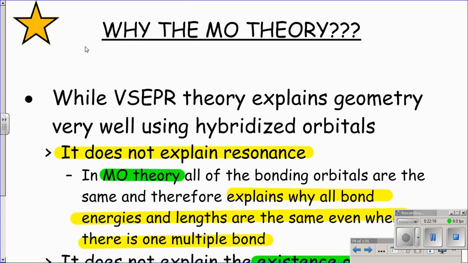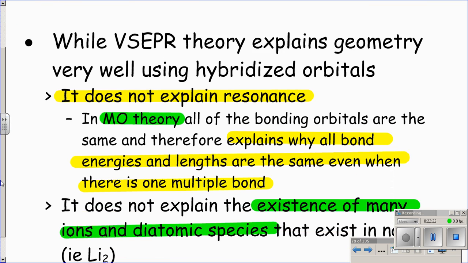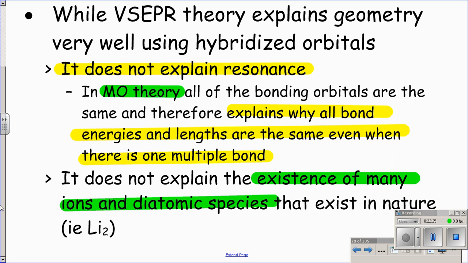Okay, because for VSEPR theory, you said it helps with geometry. The hybridization orbitals help explain why things have the same bond energy and same length, because all of the orbitals turn into a new blended shape that allows us to understand a bit more about the energy of the molecule. But molecular orbital theory helps explain why resonance structures exist, and why things called bond orders exist, which we've been saying, like triple bonds and double bonds.